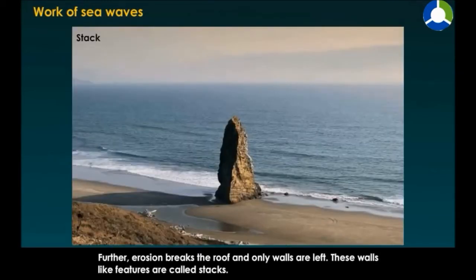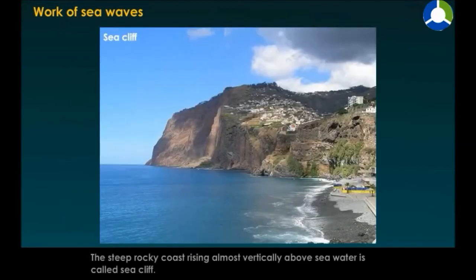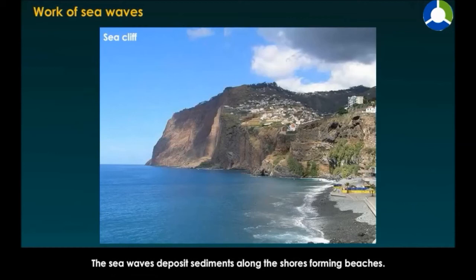Further erosion breaks the roof and only walls are left. These wall-like features are called stacks. The steep rocky coast rising almost vertically above sea water is called sea cliff. The sea waves deposit sediments along the shores, forming beaches.